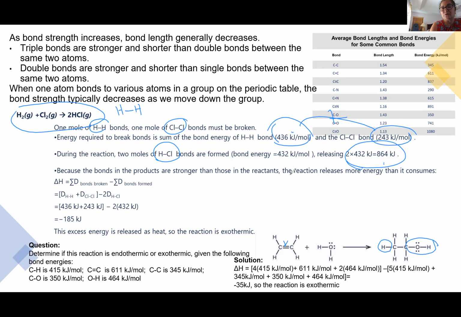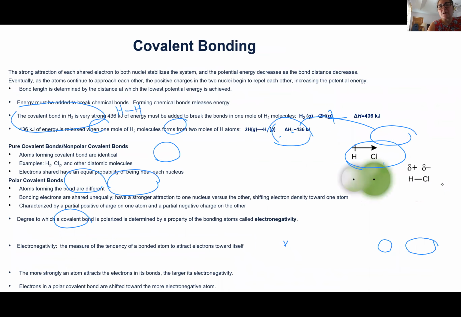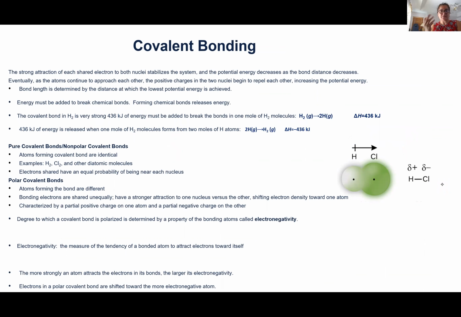So you do the reactant minus the product. For the overall value, you add all bonds that are broken on the reactant side, and all bonds that are forming on the product side. And you say bonds broken minus bonds formed. If the overall value is negative, that means it's an exothermic reaction. And if the value is positive, it would be an endothermic reaction.